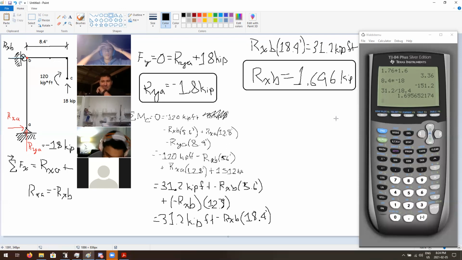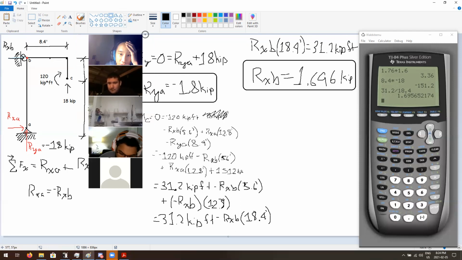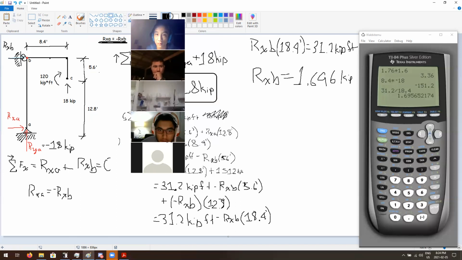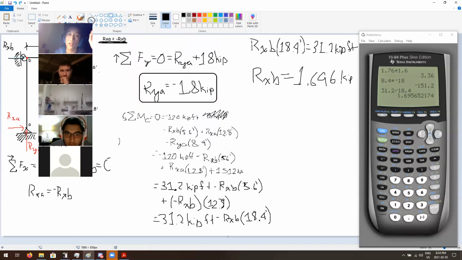And that's the problem. Wait, that is not the problem. Or is that the problem? That is the problem. It said to find the horizontal and vertical reaction at point A on the structure below. So isn't that just RXA and RYA? Wait, we solved for RXB. We have to solve for RXA. I was looking at my notes and thought, wait, this is not right.